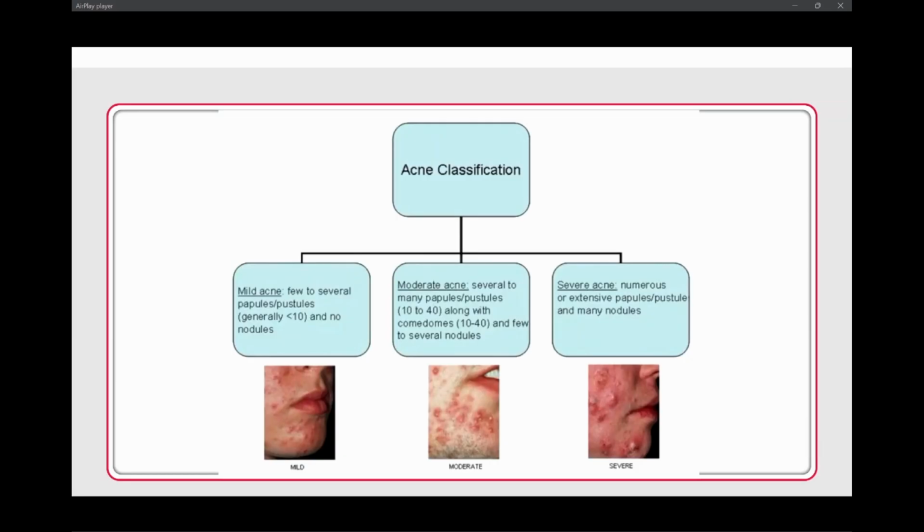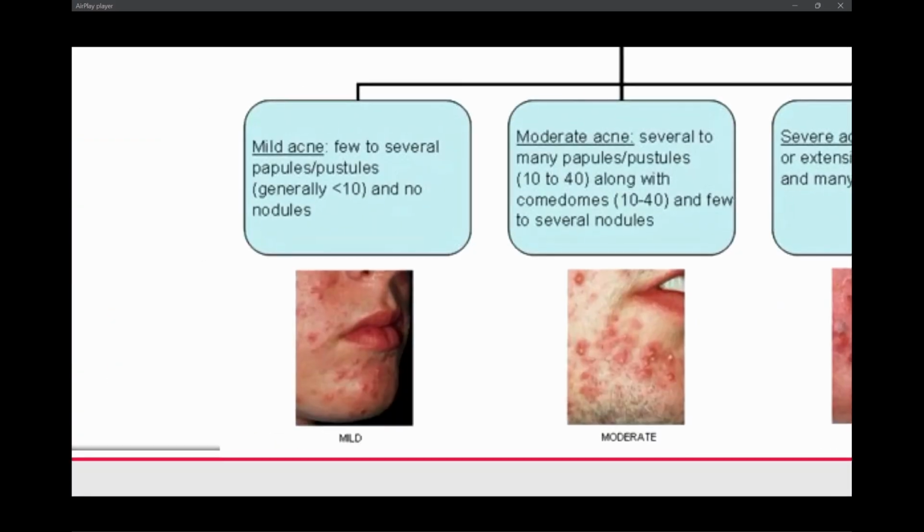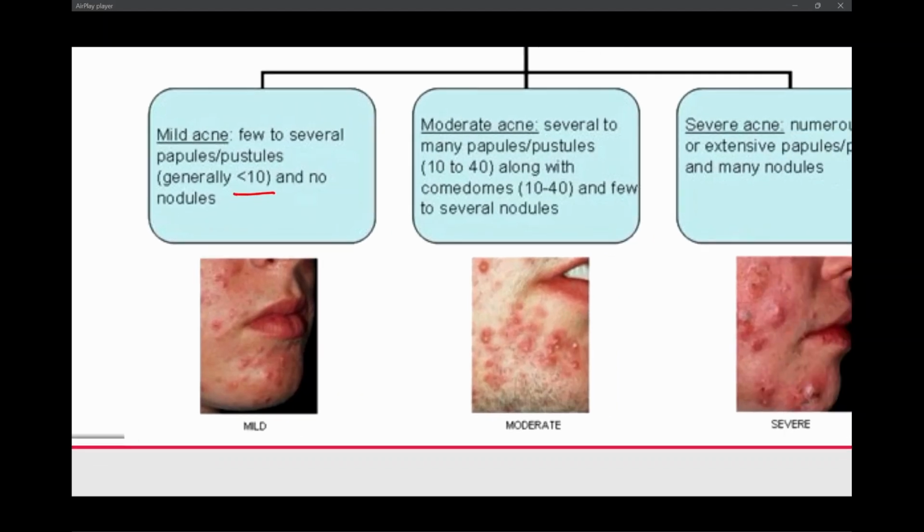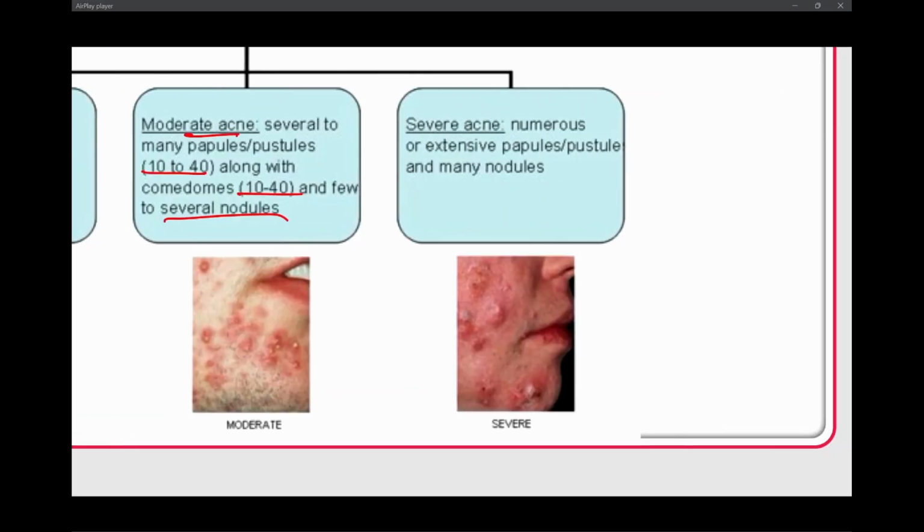So here's some classifications. Mild acne, usually less than 10 pustules, no nodules. Moderate acne, 10 to 40 pustules, 10 to 40 comedones, and some several nodules. And then when you have severe acne, then you start getting a lot of nodules. So the worse acne gets, the more nodules you will have. That's the key thing with those ones. How many nodules are there? The more nodules, the more severe the acne is.